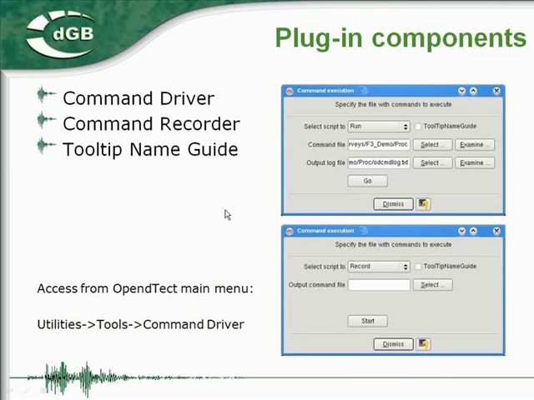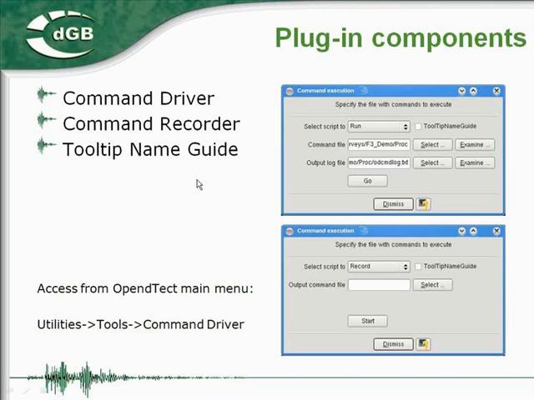And this is very useful because a number of graphical user interface elements you see on your screen do not have a visible title. So by using this, you can still find out what their name is, to be used in a script. The access of the plugin is from OpendTect's main menu. If you go to Utilities, Tools, Common Driver, then you find in the current versions of OpendTect the submenu with the components listed in that submenu.